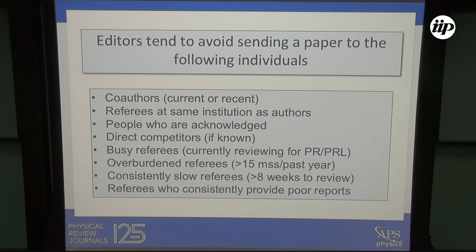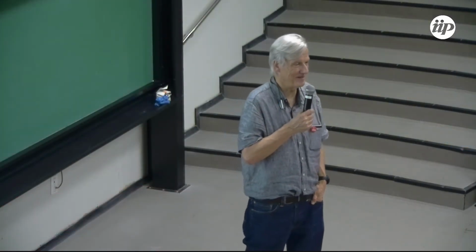And then, of course, referees who consistently provide poor reports like, oh, this is fine, publish it as is, or this is crap, don't publish it. Well, it doesn't help us. So if we find that people just give us these unsubstantiated reports, we tend to avoid them. So referees get a grade for their report, and this is kept in store. So you all have a grade somewhere.